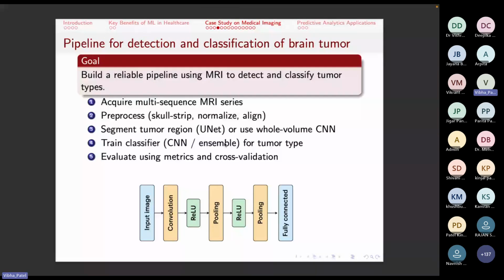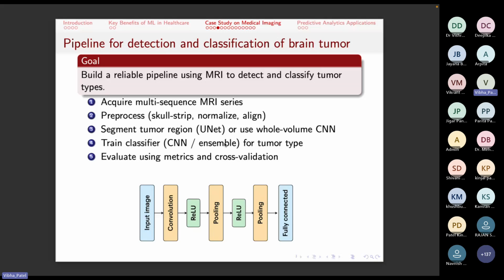Now, we want to develop a pipeline which could detect and classify tumor types from the MRI image. So, what are the possible steps we need to perform so that we can carry out this classification? This is simply a case study illustrating the use of machine learning algorithms for detection and classification of tumors.